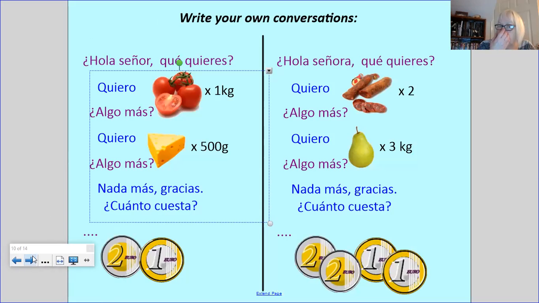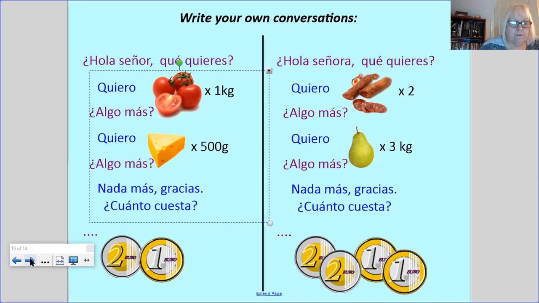Okay, so write your own conversations. You saw these before, and I'd just like you to spend a little bit of time doing some work practicing. So look back at all the vocabulary we've looked at today for fruits and vegetables and write your own conversations, maybe changing the prices around, getting used to hearing the vocabulary and practicing the quantities.